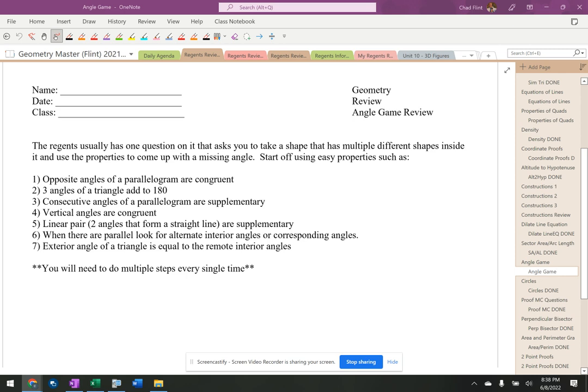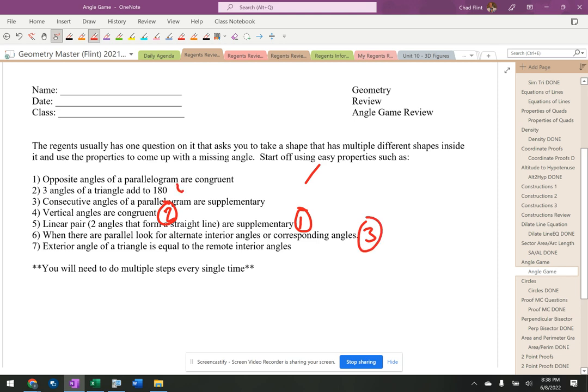So there's not one way to do it. Things that I look for, and these are not necessarily in the order that I usually say them. When I made this file, I wasn't really thinking. So I look for this first: angles that form a straight line being supplementary. That's always the first thing I look for. I look for vertical angles. I look for alternate interior angles. I look for those things first.